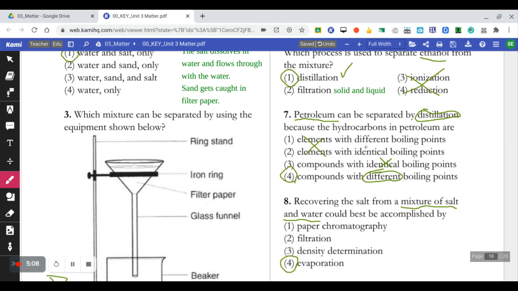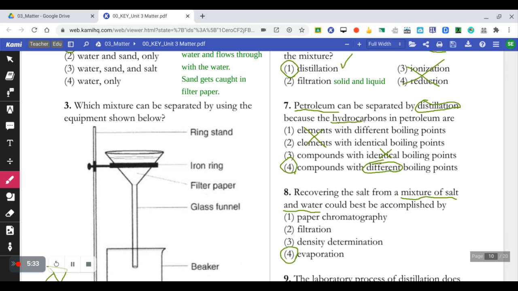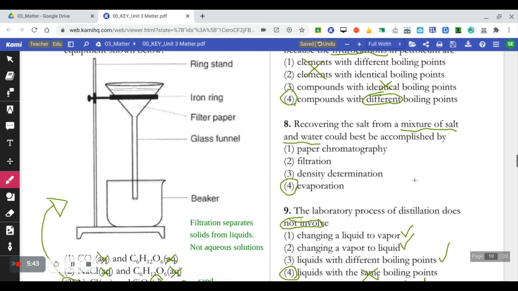Petroleum can be separated by distillation because the hydrocarbons in petroleum are different. In order to separate mixtures, we need something that's different. We know that they're not elements, because petroleum is not an element. We know it's a mixture. But if they had identical boiling points, I would have no way to separate them. So the only way I can separate them is because they have different boiling points, the hydrocarbons. And you don't need to know any of these other words to answer these questions. The trick here is to look at what we know and pull out our knowledge from that.